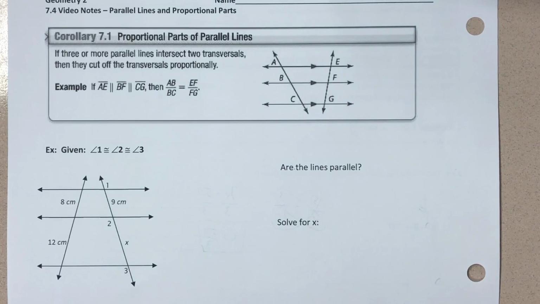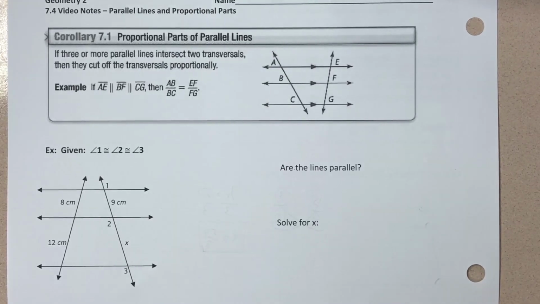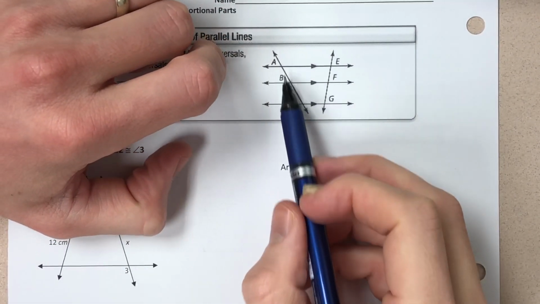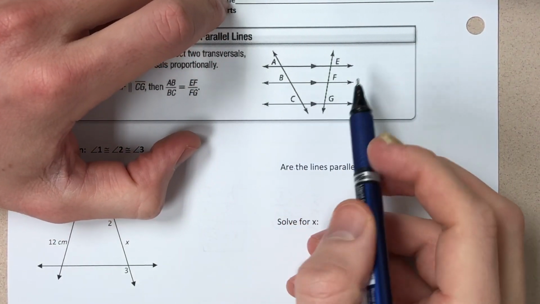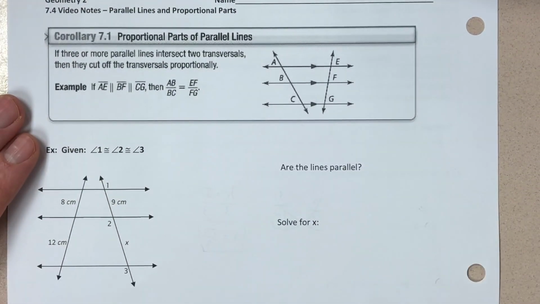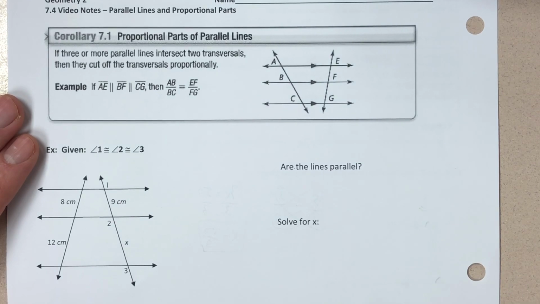So this next one is what's called a corollary. So it's not a direct theorem, but it's a corollary that we can use off of our previous theorem we discussed. It says if 3 or more parallel lines intersect 2 transversals, then they cut off the transversals proportionally. In this example, it's saying this part here, AB over BC equals EF over FG. So this is similar to the one we used before, but just slightly different.